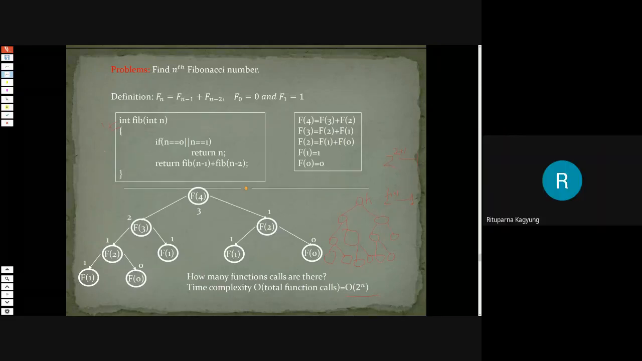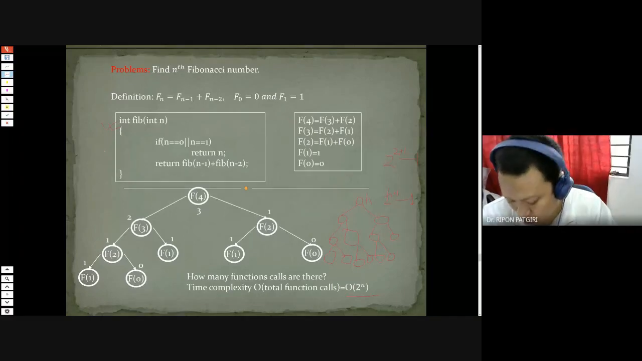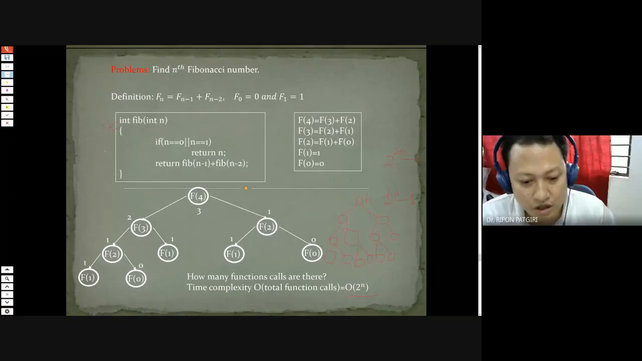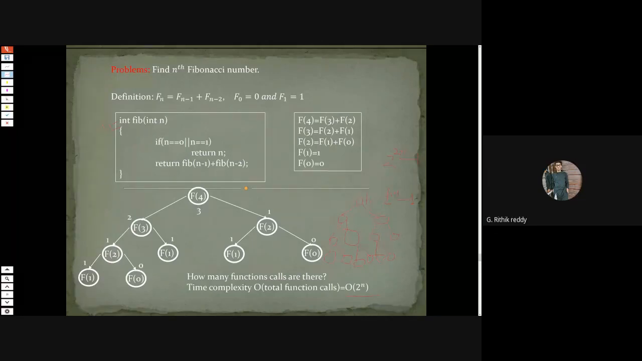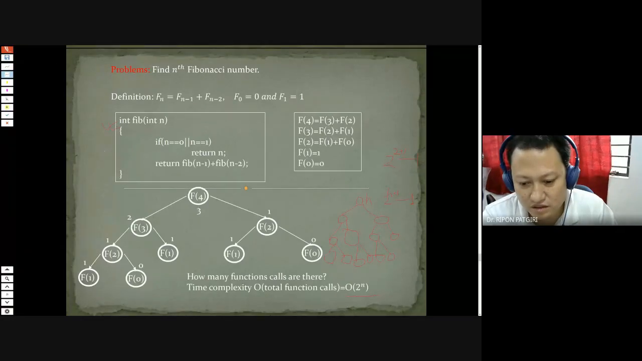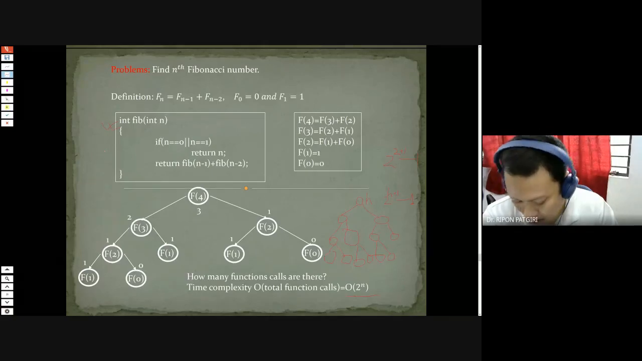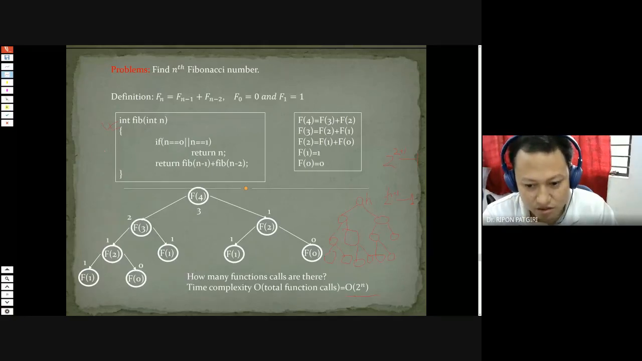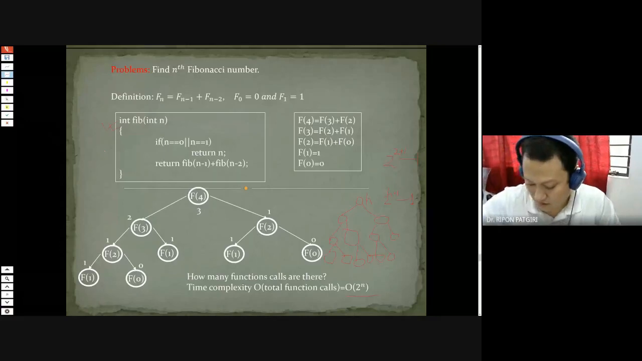Ritupurna? Yes, sir. Understood? Utpal? Yes, sir. Utpal? Sir, can you please explain once again, sir? Yes, Utpal? Are you there? Utpal Tide? Are you there? No, he is absent.